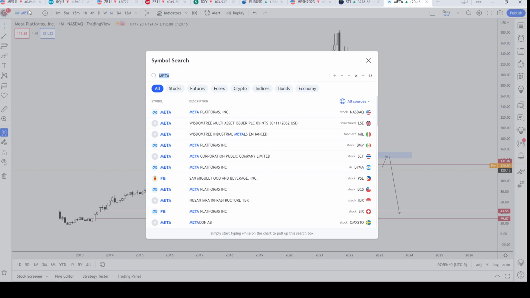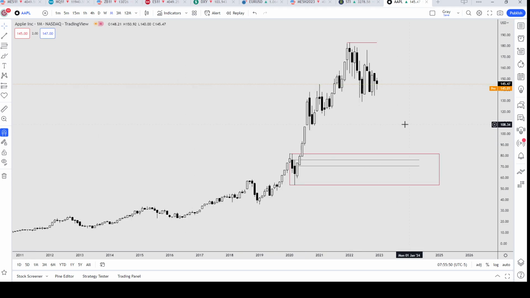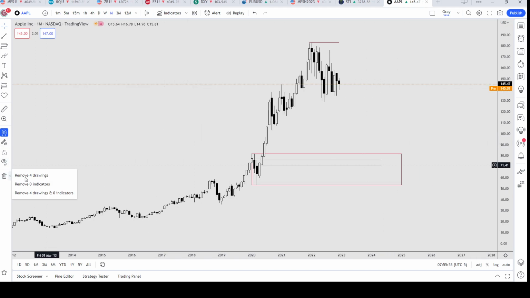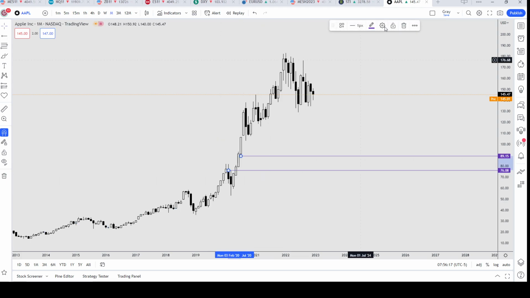What other big companies are there? Apple. Right, let's redraw this chart. Apple monthly, we do have all these inefficiencies over here, so I'm just going to highlight them. This is how I do my analysis. We do have an order block open over here, and this is a swing low, and right below there will be inefficiency, so I'm targeting both these areas.